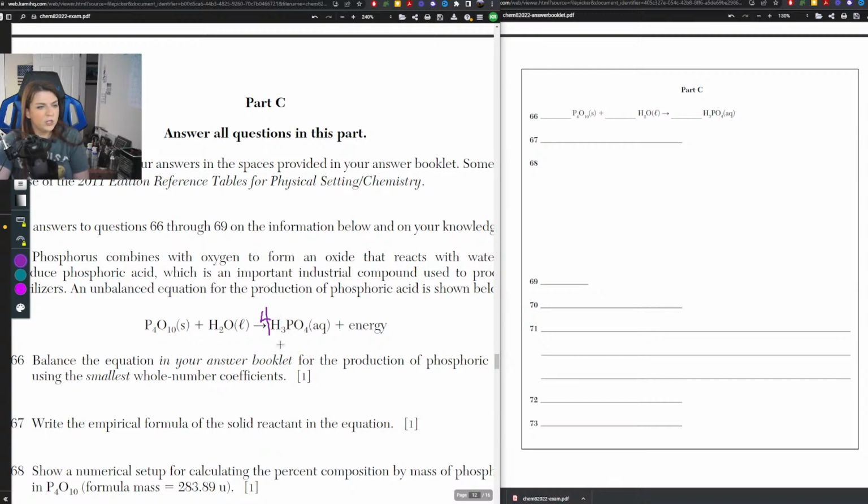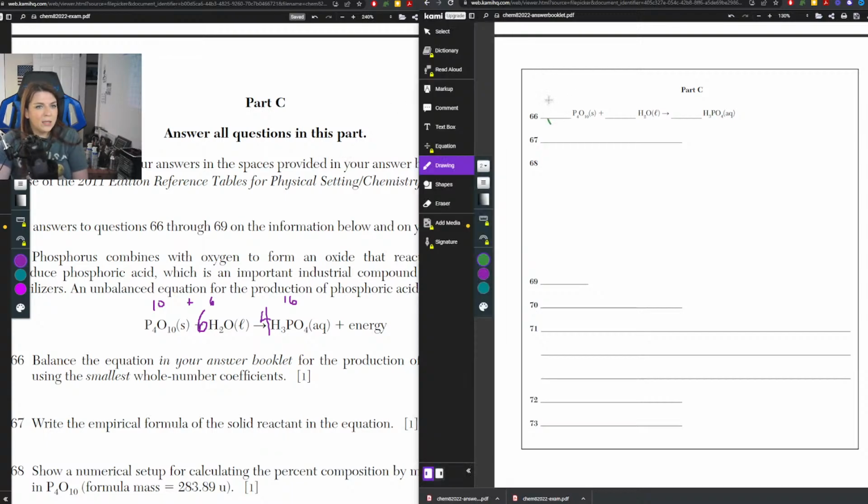I would rather take a look at the hydrogens. Right now I have 12 hydrogens on my product side, so to get 12 on the reactant side, I'll put a 6 right there. 6 times that 2 will give me the 12 hydrogens. The oxygen, though, is now this 10 plus this 6, where 4 times the 4 will give me those 16 oxygens there. So that's all I needed. It is 1 or blank, then 6, then 4. Those are the coefficients.